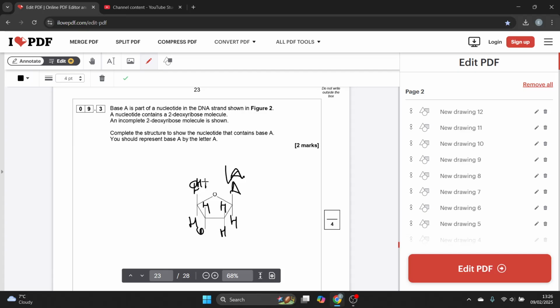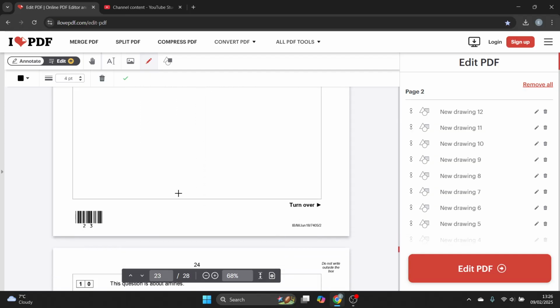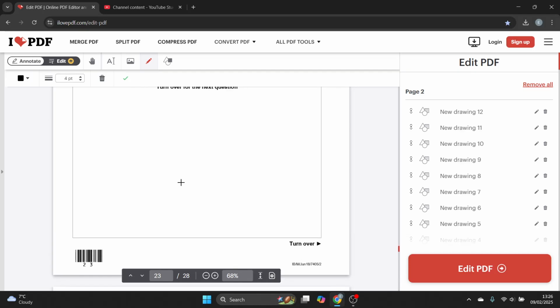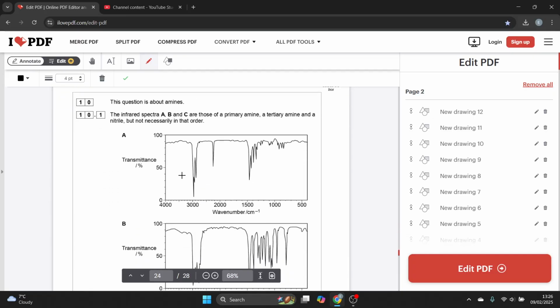And then it is the polynucleotide CH2, and then you've got your phosphate, so you've got your P double bond O, O minus, O, oxygen bond to CH2. So 1 mark for completed 2-deoxyribose plus A, and 1 mark for the correct phosphate joined to CH2.